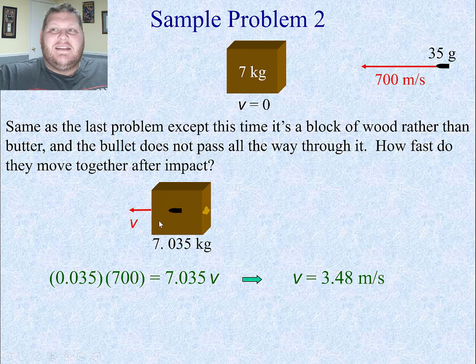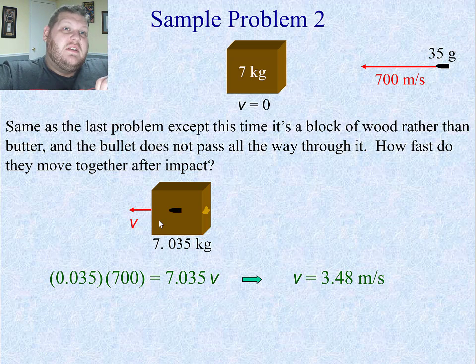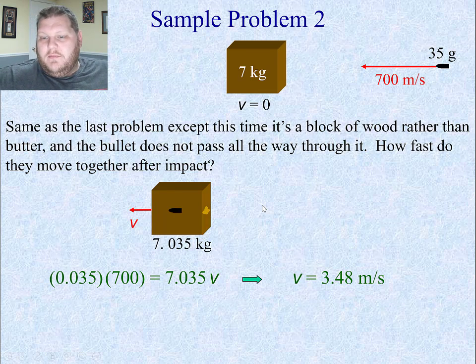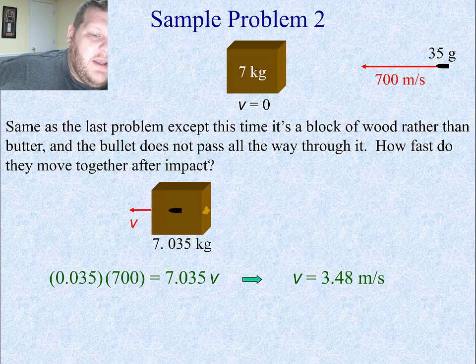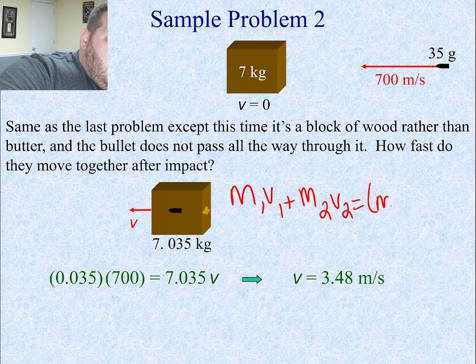Afterwards, now it's just a single object. So it's not like m1v1 plus m2v2 equals m1vA plus m2vB. In this case, we end up with m1v1 plus m2v2 equals (m1 plus m2)v.